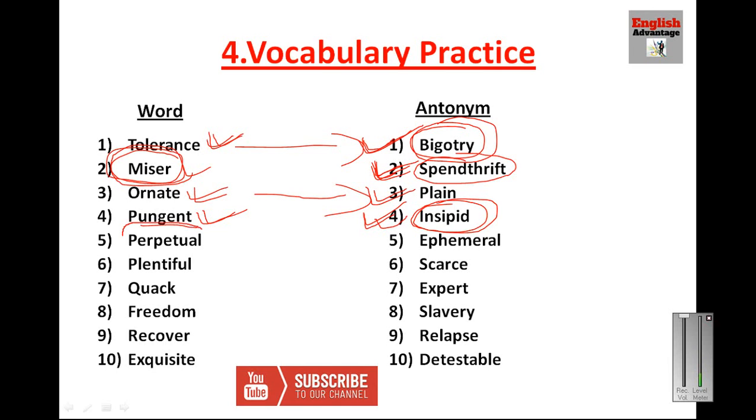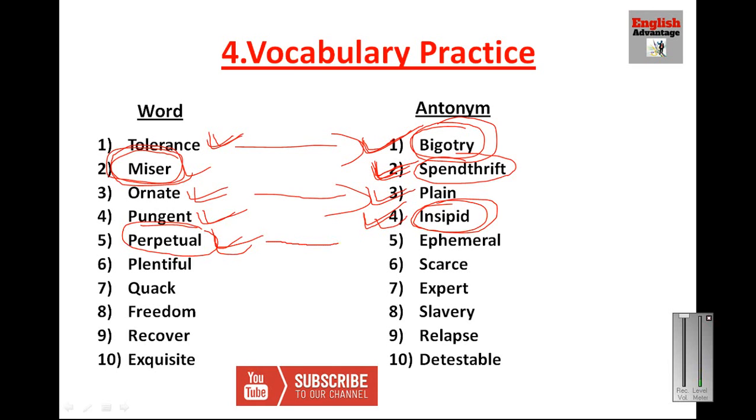Perpetual, this is also very common. Perpetual means if something is continuous, it's called perpetual. There are many words for this word, like ceaseless, like perennial, like incessant. They all mean continuous. Cease means to stop. If it is not stopping, it means it's continuous. So that is why ceaseless also means continuous.